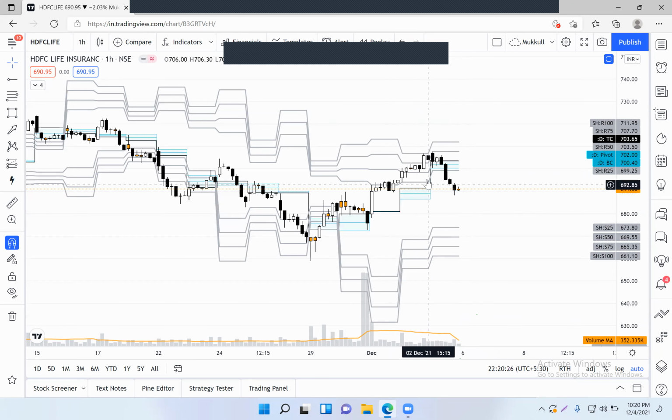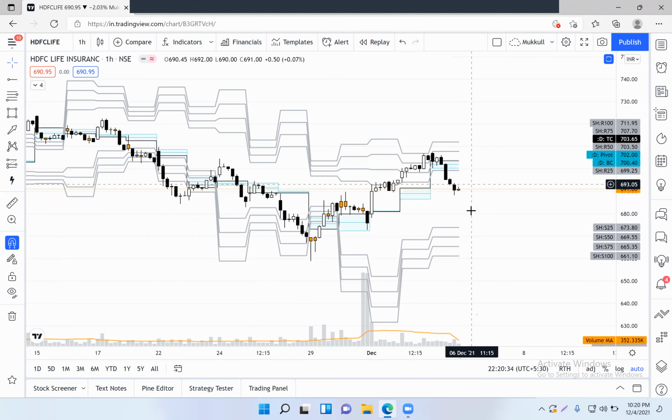Okay, because the shift is almost on the upper hand, so this might shift on a higher note, depending upon the opening of the stock. So you might just keep a track on this particular thing. तो इसमें तो अभी के लिए entry नहीं है.